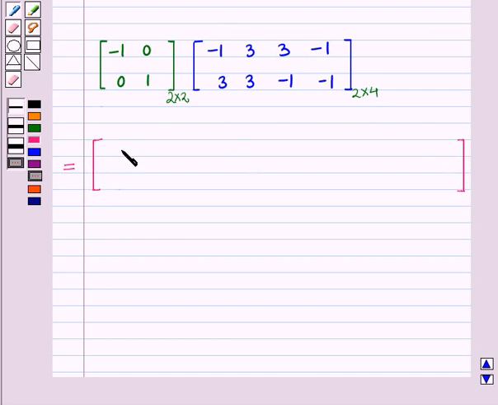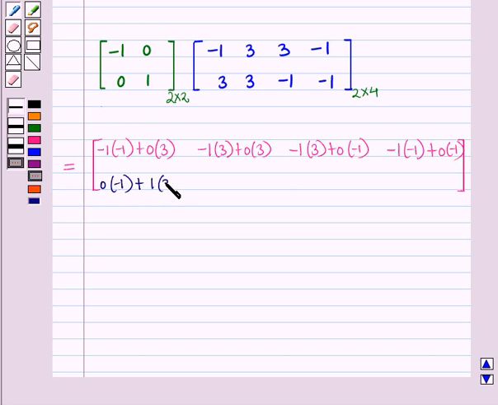So we have a matrix with elements in first row as -1 × -1 plus 0 × 3, then -1 × 3 plus 0 × 3, then we have -1 × 3 plus 0 × -1, and here we have -1 × -1 plus 0 × -1. And elements in second row as 0 × -1 plus 1 into 3, then 0 into 3 plus 1 into 3, then 0 into 3 plus 1 into minus 1, and 0 into minus 1 plus 1 into minus 1.